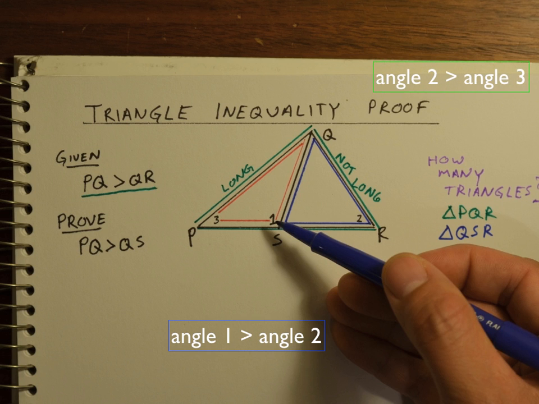From the green triangle, we know that 2 must be greater than 3. So if 1 is bigger than 2 and 2 is bigger than 3, then 1 is bigger than 3. And 1 and 3 are both angles in that red triangle.